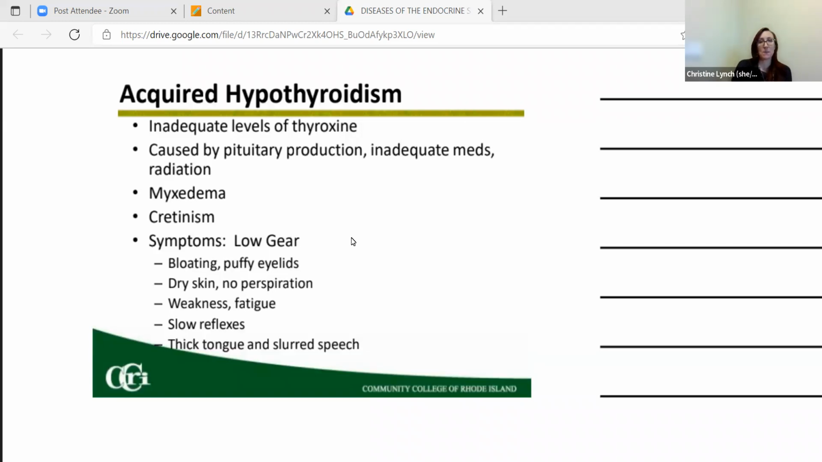So it affects middle-aged women more than men. So signs and symptoms of this one, of acquired hypothyroidism, are low gear. So there can be bloating, including a thick tongue and puffy eyelids. So bloating, even in the tongue and the eyelids, dry skin without perspiration, weakness, slow reflexes, fatigue, weight gain, slurred speech, slower speech, memory problems, infertility, depression, and then a goiter may also be present. And then treatment is thyroxine or thyroid hormone, and that's taken for the remainder of the person's life.